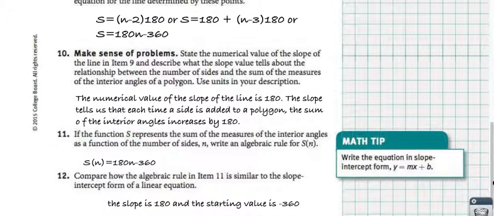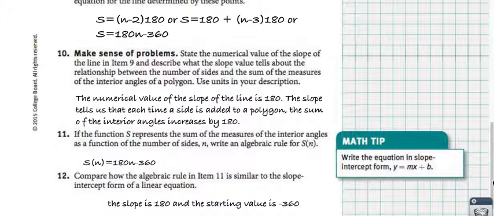So state the numerical value of the slope of the line in item 9 and describe what the slope value tells us about the relationship between the number of sides and the sum of the measures. Well, the numerical value of the slope is 180 because it's increasing 180 every time we're adding a side. And the slope tells us, like I just said, each time a side is added to a polygon, the sum of the interior angles is increasing by 180.